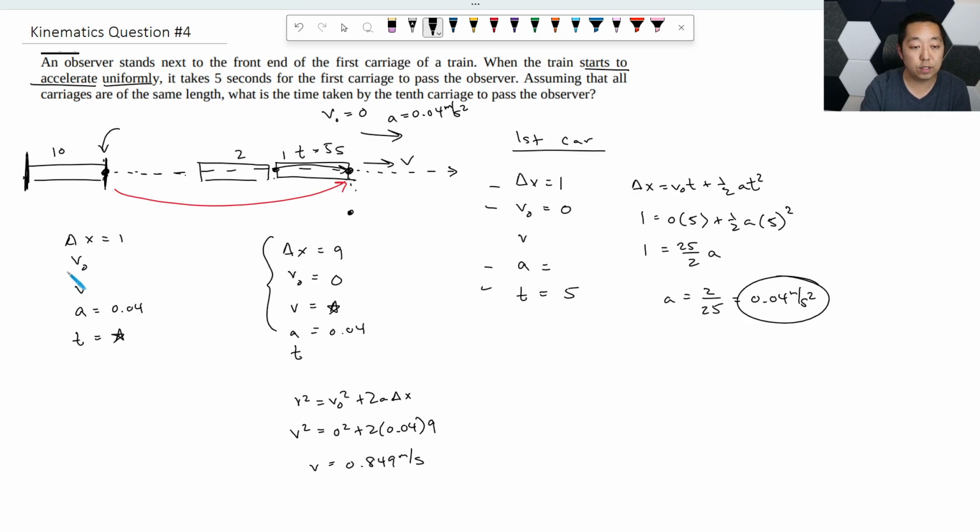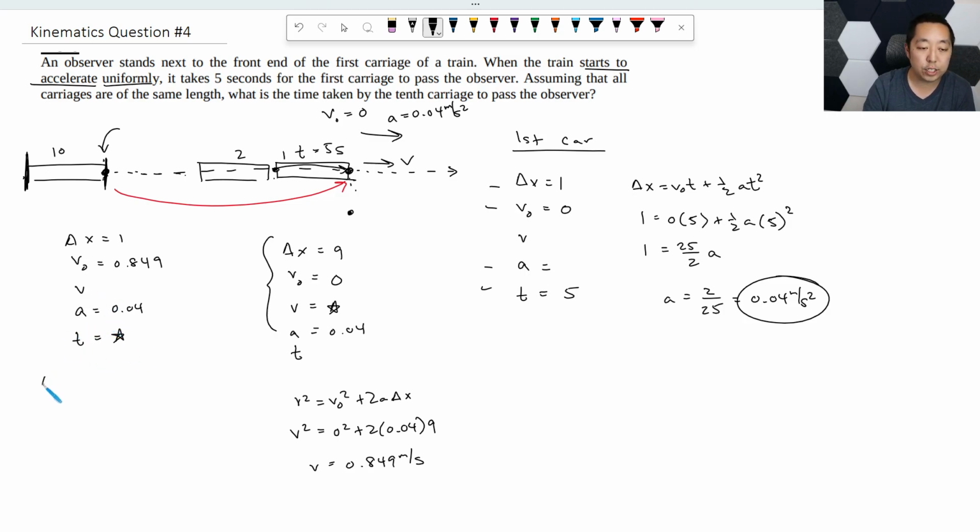So that tells us the velocity at the start by the time that the front edge of the car has passed the person is 0.849. Okay, so think about that. By the time this guy's gotten to here, it's now moving at 0.849 meters per second. And now we have enough information. Let's go ahead and solve for the time here.